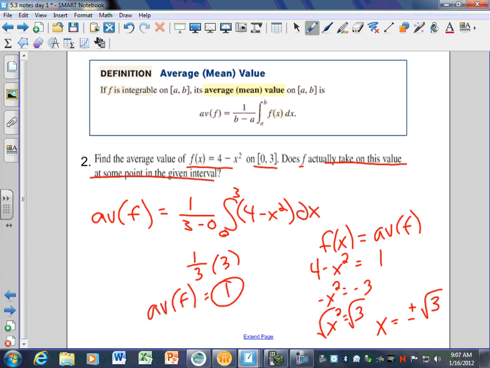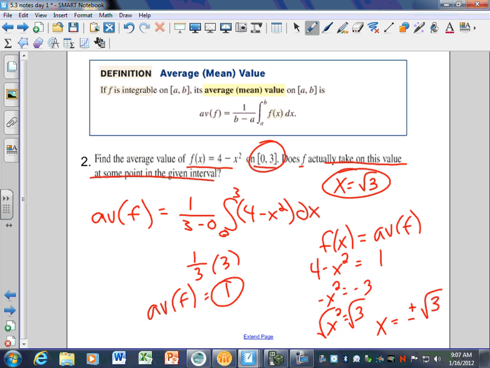If they ask you where does it take place in the given interval, be really careful. We did this back with derivatives. Are both of these answers in the specified interval? No. So sometimes any answer you get is not in the interval, maybe. But if they say where does it occur, the answer to this one would be we would only say that this occurs at x equals the positive square root of 3, because positive square root of 3 is in that given interval. Does that make sense?